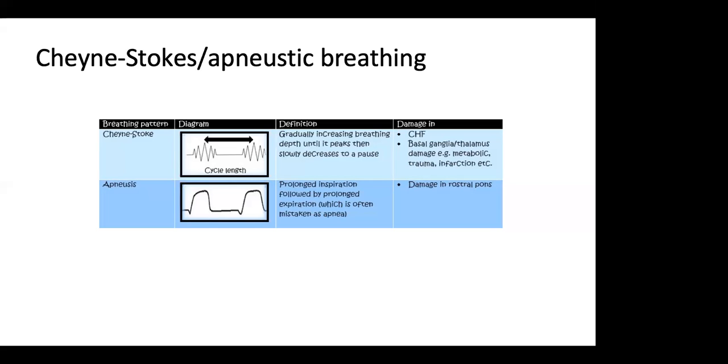The second one is apneustic breathing. Apneustic breathing is when there is a prolonged inspiration followed by prolonged expiration, which is often mistaken as apnea. So damage in the pons can cause this type of abnormal breathing.